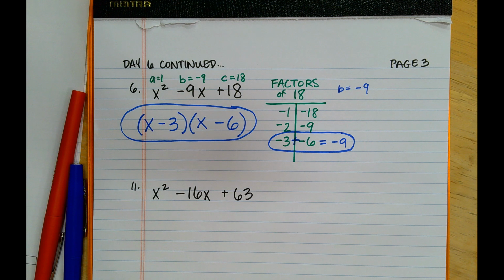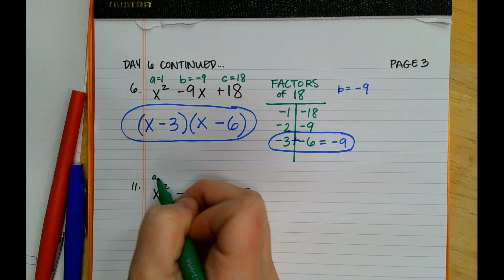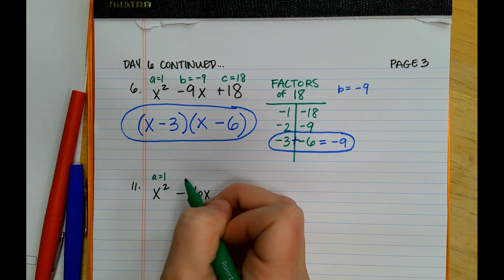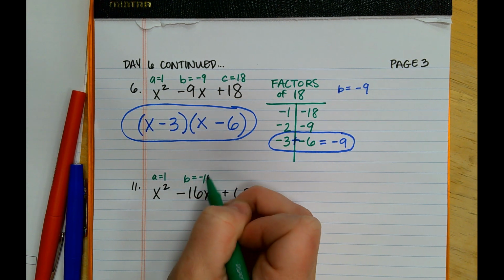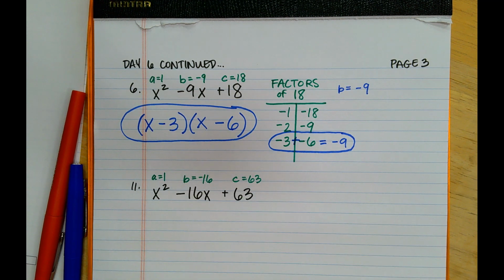Let's look at our A, B, and C. What's our A? 1. What's our B? Negative 16. Good, negative 16. What's our C? 63.